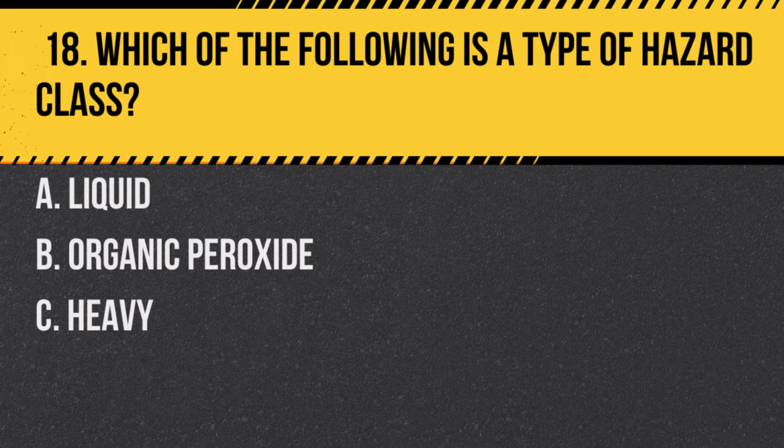Question 18. Which of the following is a type of hazard class? A. Liquid. B. Organic peroxide. C. Heavy. Answer: B. Organic peroxide. Organic peroxide is a recognized hazard class.